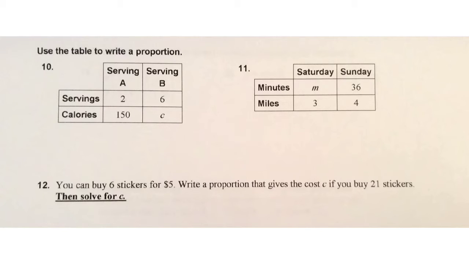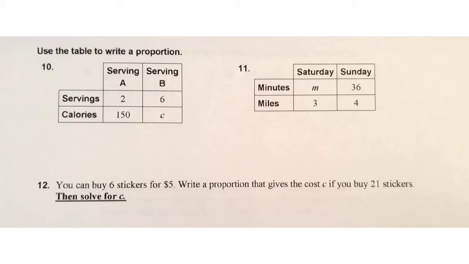So for 10 and 11, use the table to write a proportion. The answers, you have got a couple options, but on the test, on the answers, it'll be servings per calories equals servings per calories, and then minutes per miles equals minutes per miles. So your proportion is really going to look similar to these tables.